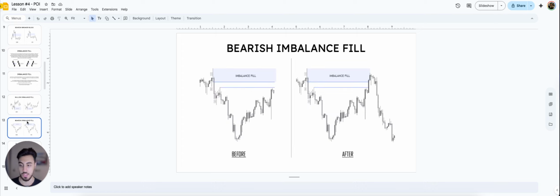Let me show you one more example. See, 1, 2, 3. Here is the gap, and what we are looking for here is not the 50%. Maybe price tapped the 50% and reversed, but we don't care. We're talking about the imbalance fill. Price filled this area and reversed. I'm going to show you an example.